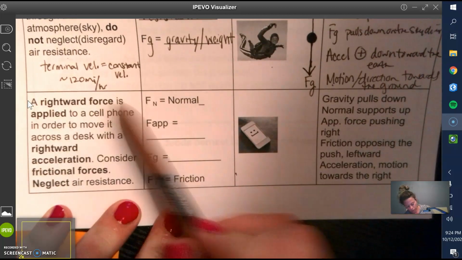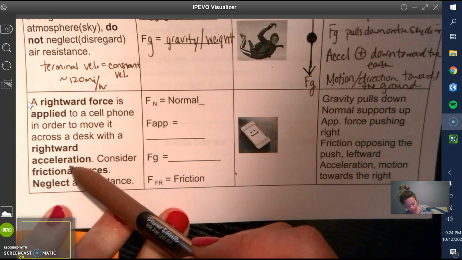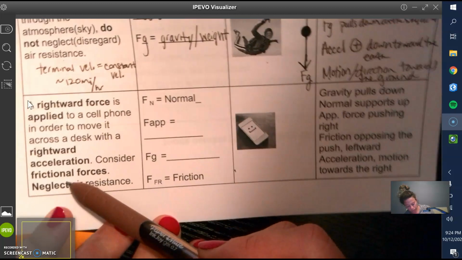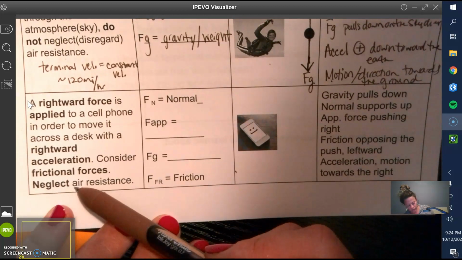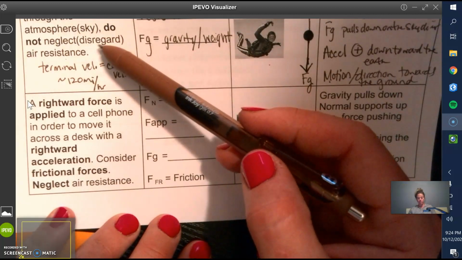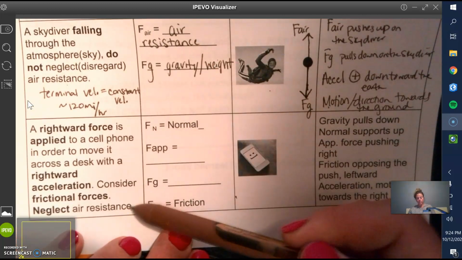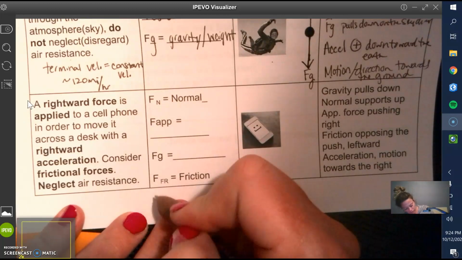A rightward force is applied to a cell phone in order to move it across the desk with a rightward acceleration. Consider frictional forces. It says neglect air resistance. So notice how here it said don't neglect it, add it in, which is why it was one of our forces. And here it says neglect it, so we can leave air resistance out.